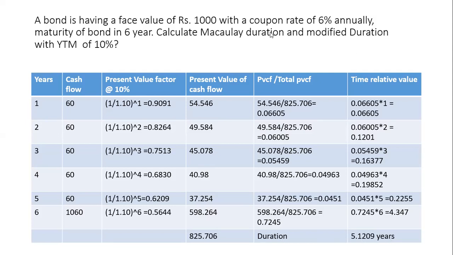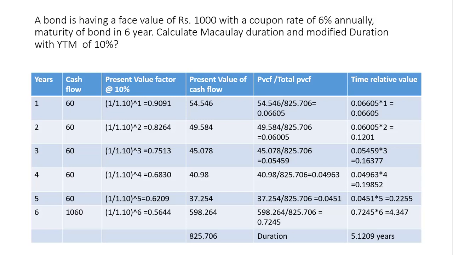You can recover your amount of investment along with interest of 10% in 5.12 years. The bond is of 6 years maturity, but the duration is 5.1209. You can recover the true cost of the bond in 5.1209 years.